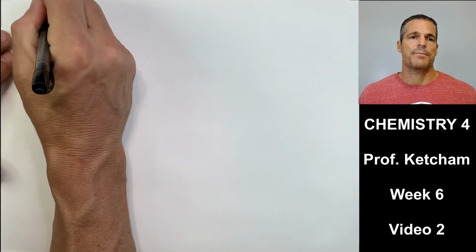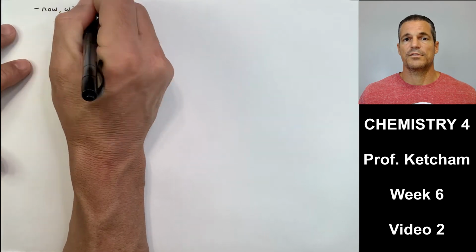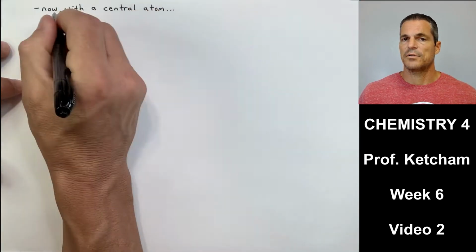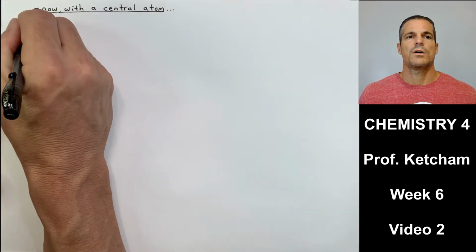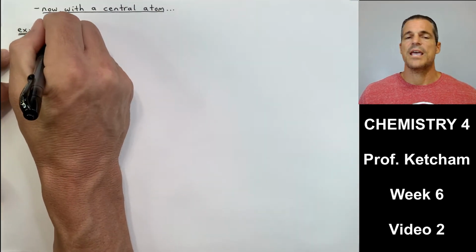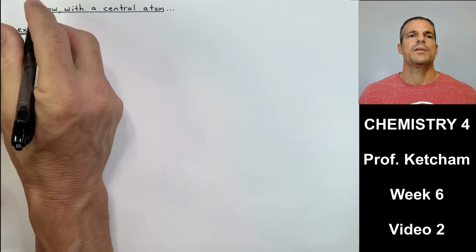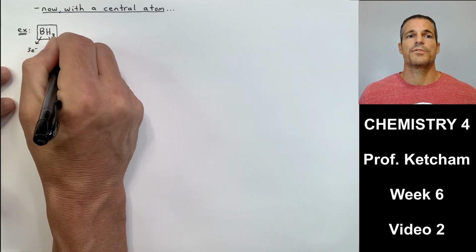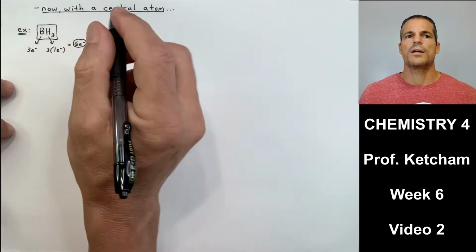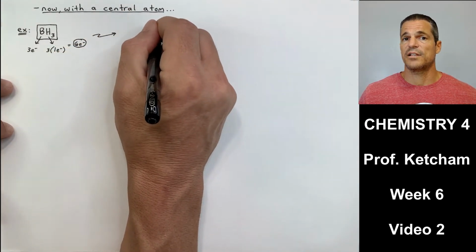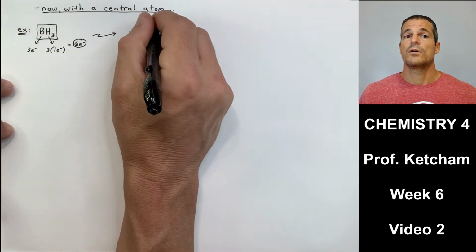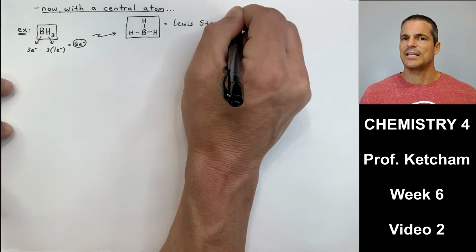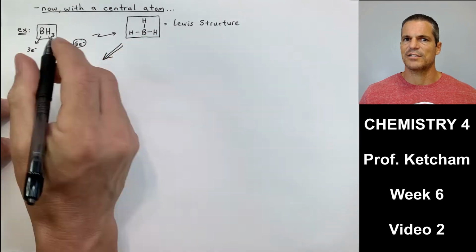Okay. So top of page 2 with our notes. Now we're really going to start to get going here. It says now with a central atom. So example, BH3. If boron is 3 electrons, group 13, hydrogen, group 1, 1 electron, we have a total of 6 electrons. Most of you know how to get this Lewis structure. How come boron doesn't have 8? It's one of the exceptions. It likes to have 6 electrons.